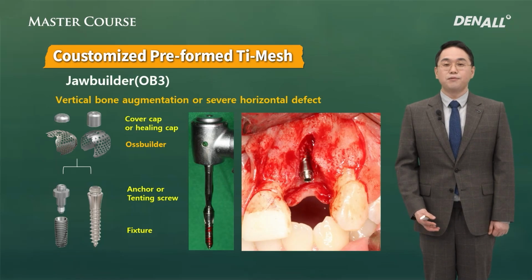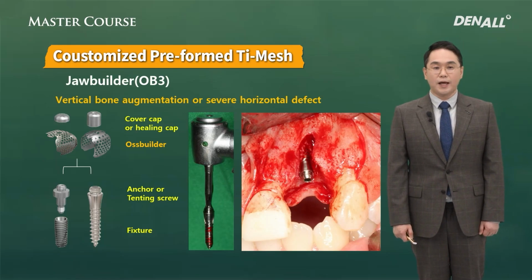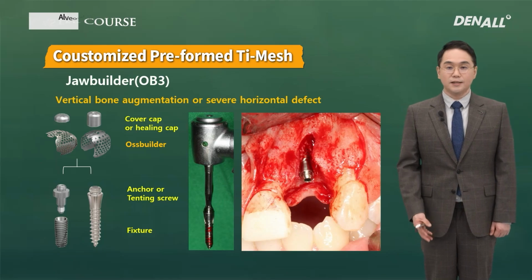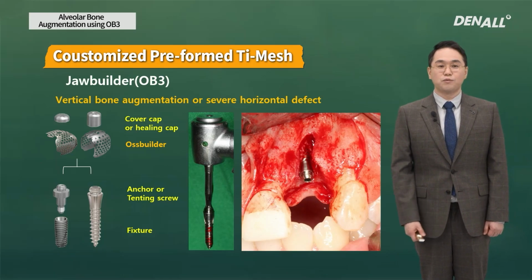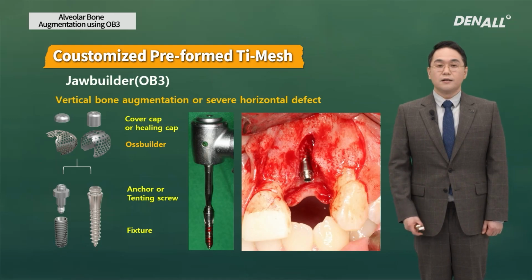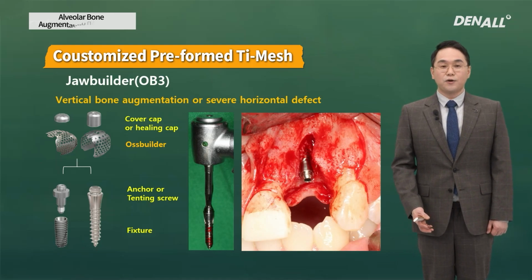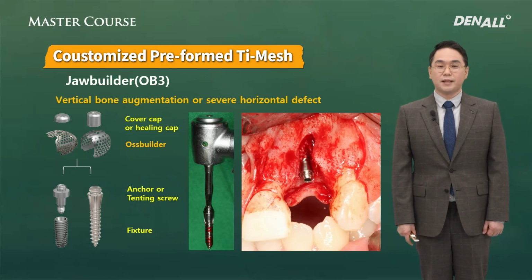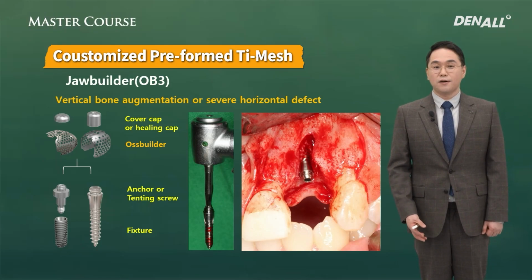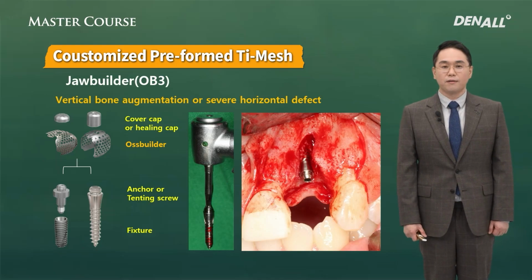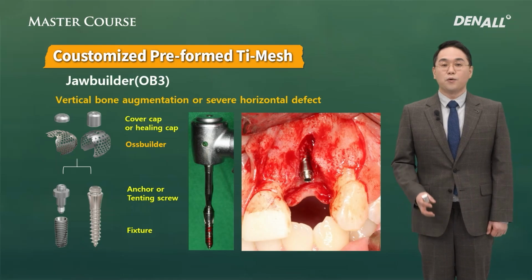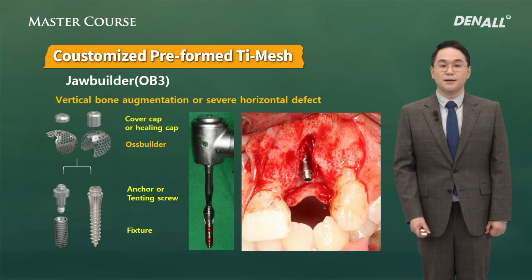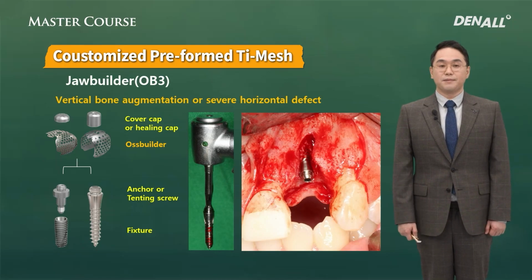The general Builder is used when implants are placed. After the implant is placed, over the implant, the middle structure called the anchor is connected to connect the Builder. So Builder 3 or Jawbuilder can be used when implants are placed. However, when the defect is quite large and it is hard to achieve implant stability, how can we use the Builder? For that, we need tenting screws in place of the implants.